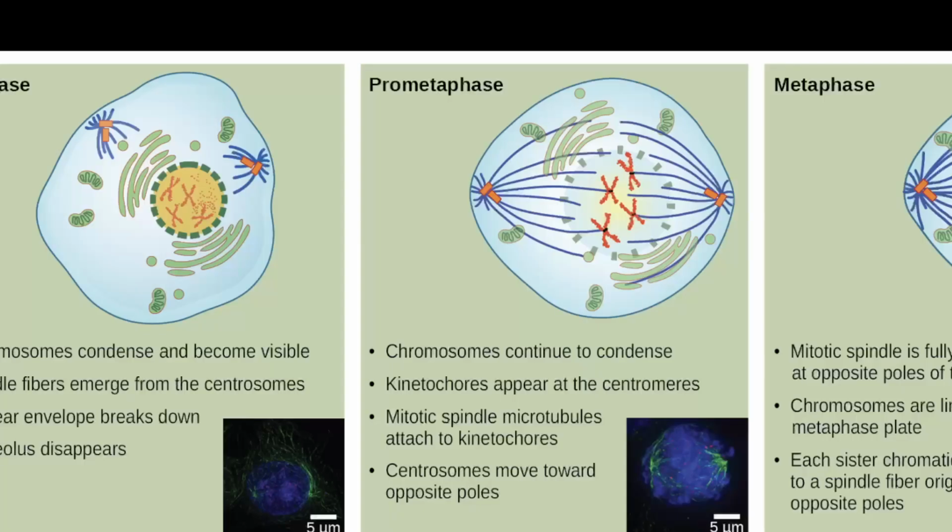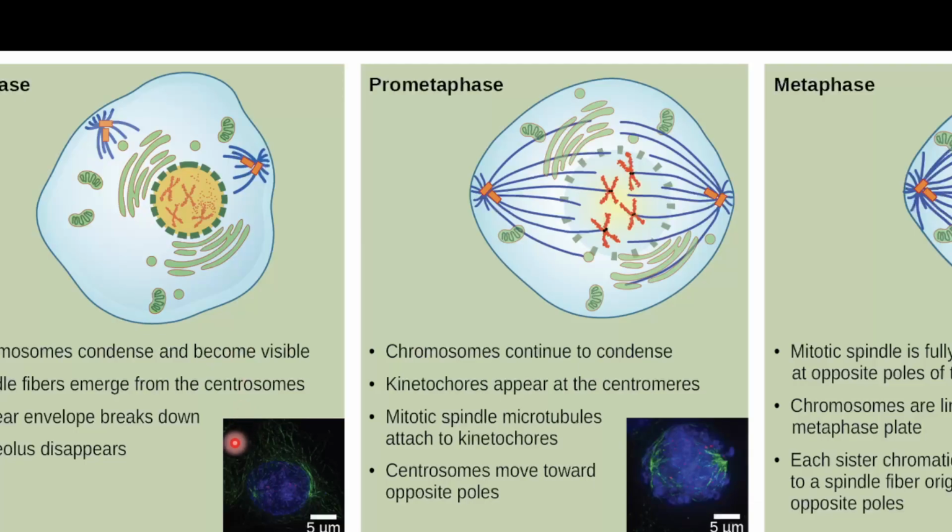Okay, so what are all the stages of mitosis and what are the characteristics of these phases? Let me go stage by stage through the full cycle of mitosis. The first phase is the prophase, right? What are the characteristics of prophase? Chromosomes condense and become visible. So when you observe a cell in prophase, you can visualize the chromosomes. They are condensed, they are compact, and they have become visible.